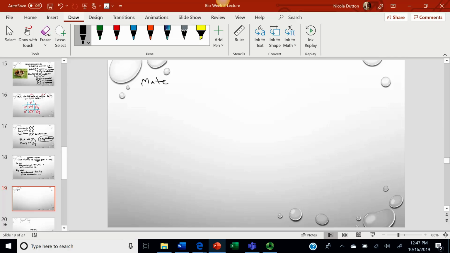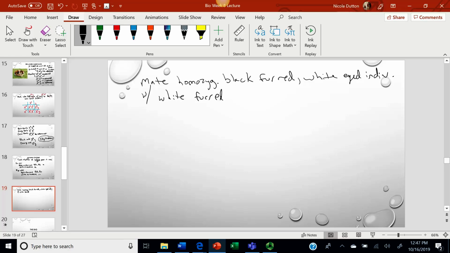So we mate a homozygous black-furred white-eyed individual with a white-furred heterozygous red-eyed, or we'll say a red-eyed carrier. What is the probability of the offspring with black fur and red eyes?